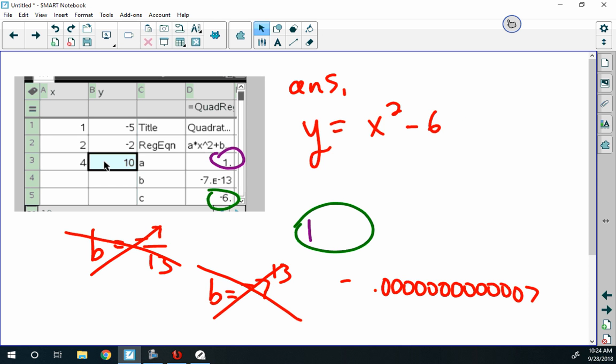You got to watch out for that. A lot of people miss that. They see the 7 and they're like, oh, 7. No, it's not 7. It's 7 times 10 to the -13th power. The calculator did its best, and sometimes it's going to let you down. Sometimes it's not going to realize that the b value is actually 0. Does that make sense?